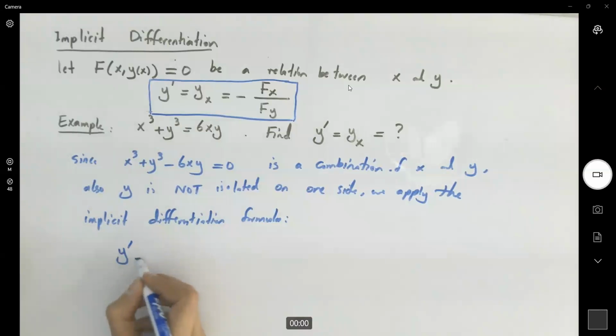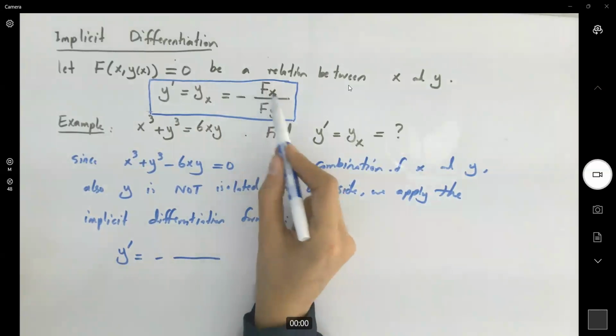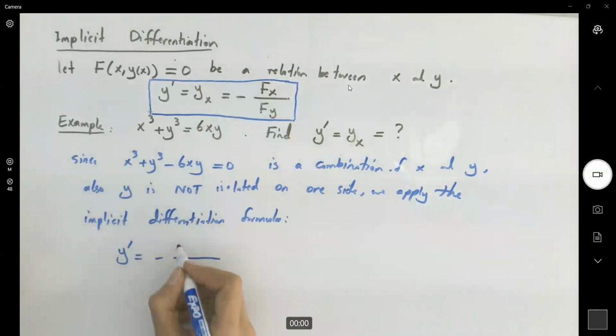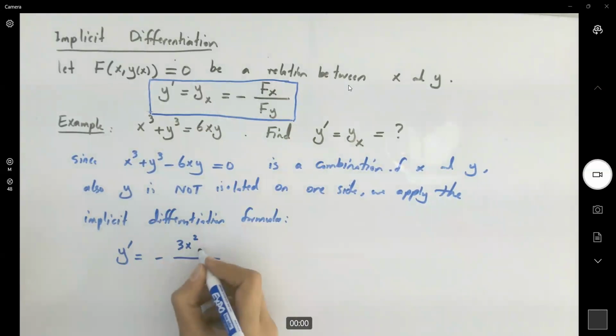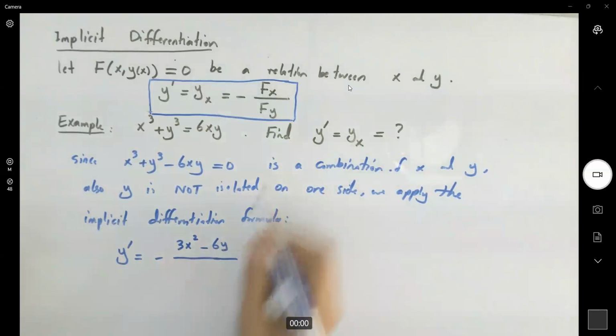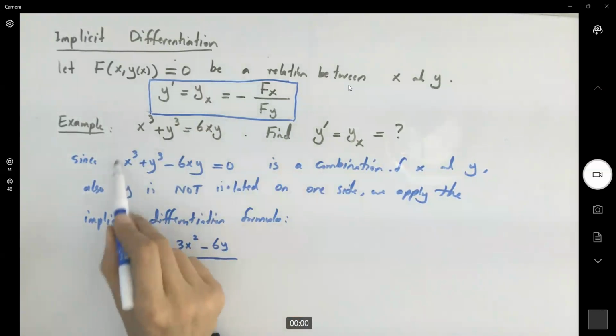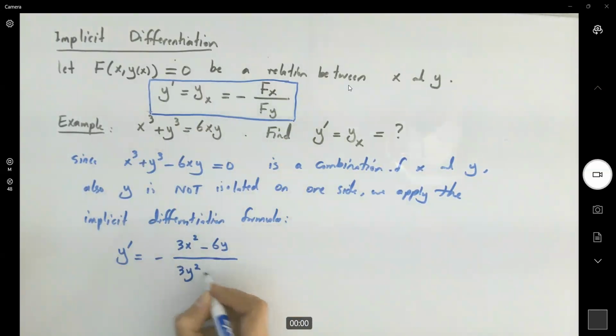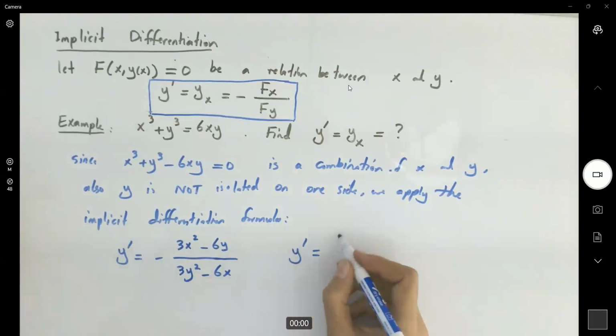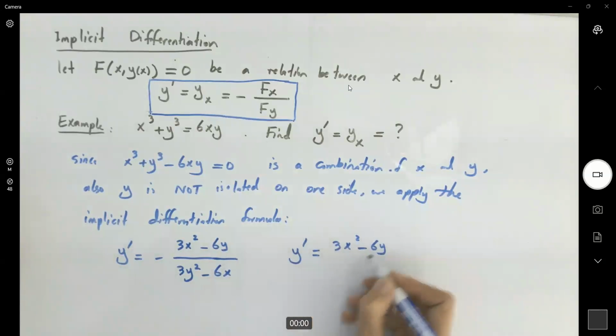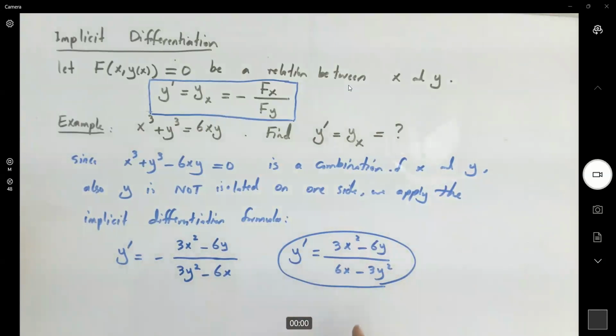So y prime is equal to minus, don't forget to put the minus sign here, the partial derivative of f with respect to x, which is 3x squared minus 6y, divided by the partial derivative with respect to y. X is a constant, so you're left with 3y squared minus 6x. We can distribute this negative sign to the numerator or to the denominator, and y prime becomes 3x squared minus 6y divided by 6x minus 3y squared. This is your final answer.